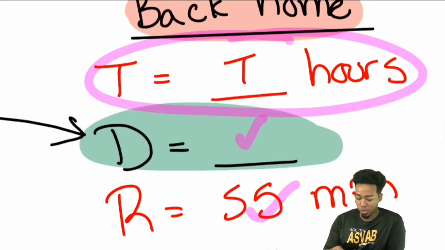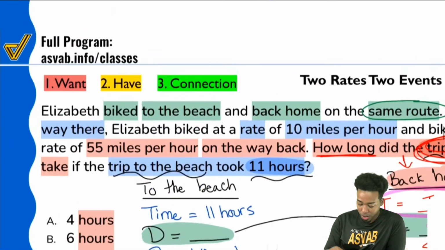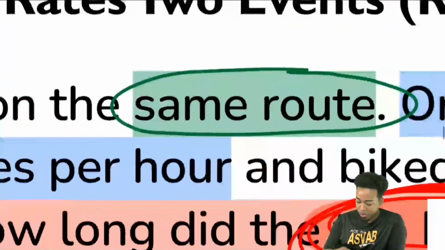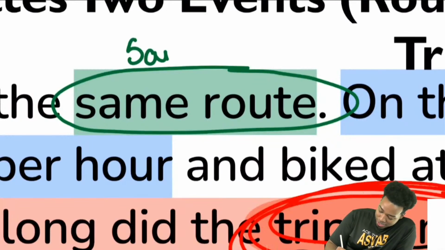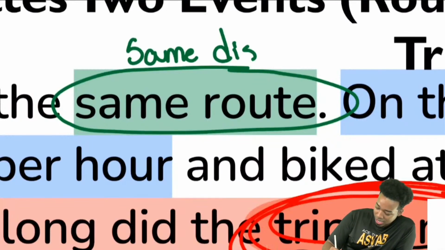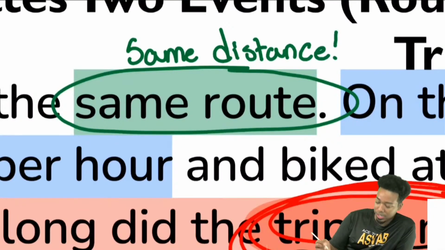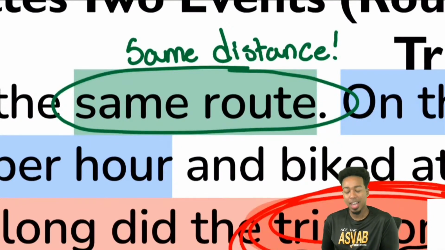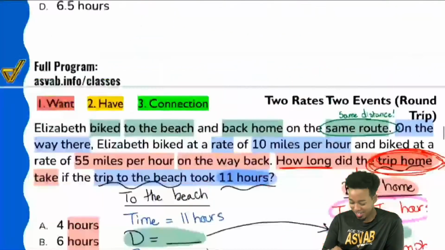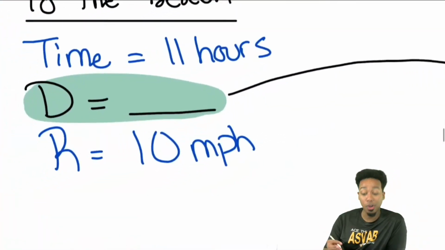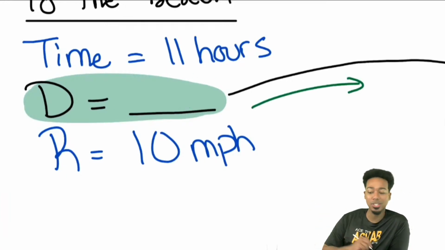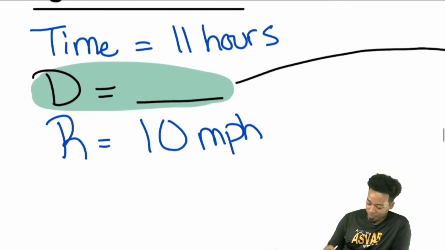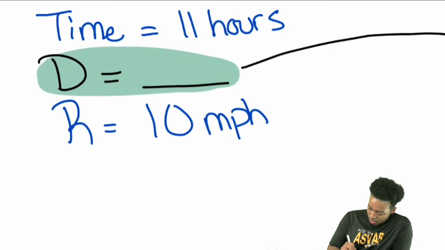So this is where understanding this one little bit, bike to the beach and back home on the same route, becomes so important, because this means that we're dealing with the same distance both ways. And so knowing that, the great thing is we can solve for the distance in here, and once we have this, boom, then we can solve for the other one. So watch this now. Here we go. Let's solve it here. Distance equals rate times time.